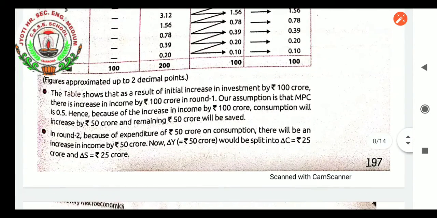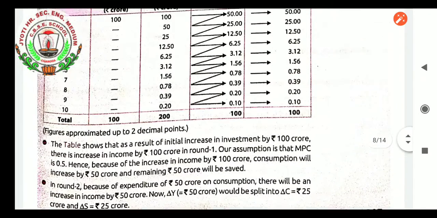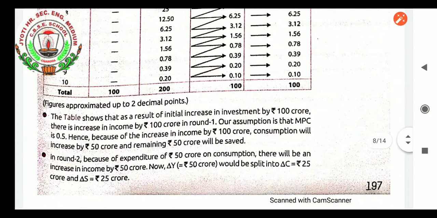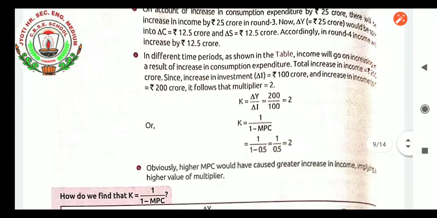The table shows that as a result of initial increase in investment by rupees 100 crore, there is increase in income by rupees 100 crore in round number 1. Our assumption is that MPC is 0.5. Hence, because of the increase in income by rupees 100 crore, consumption will increase by rupees 50 crore and the remaining rupees 50 crore will be saved. In round number 2, because of consumption expenditure of rupees 50 crore, there will be an increase in income by rupees 50 crore. Now change in Y equals rupees 50 crore will be split into delta C equals rupees 25 crore and delta S equals rupees 25 crore.